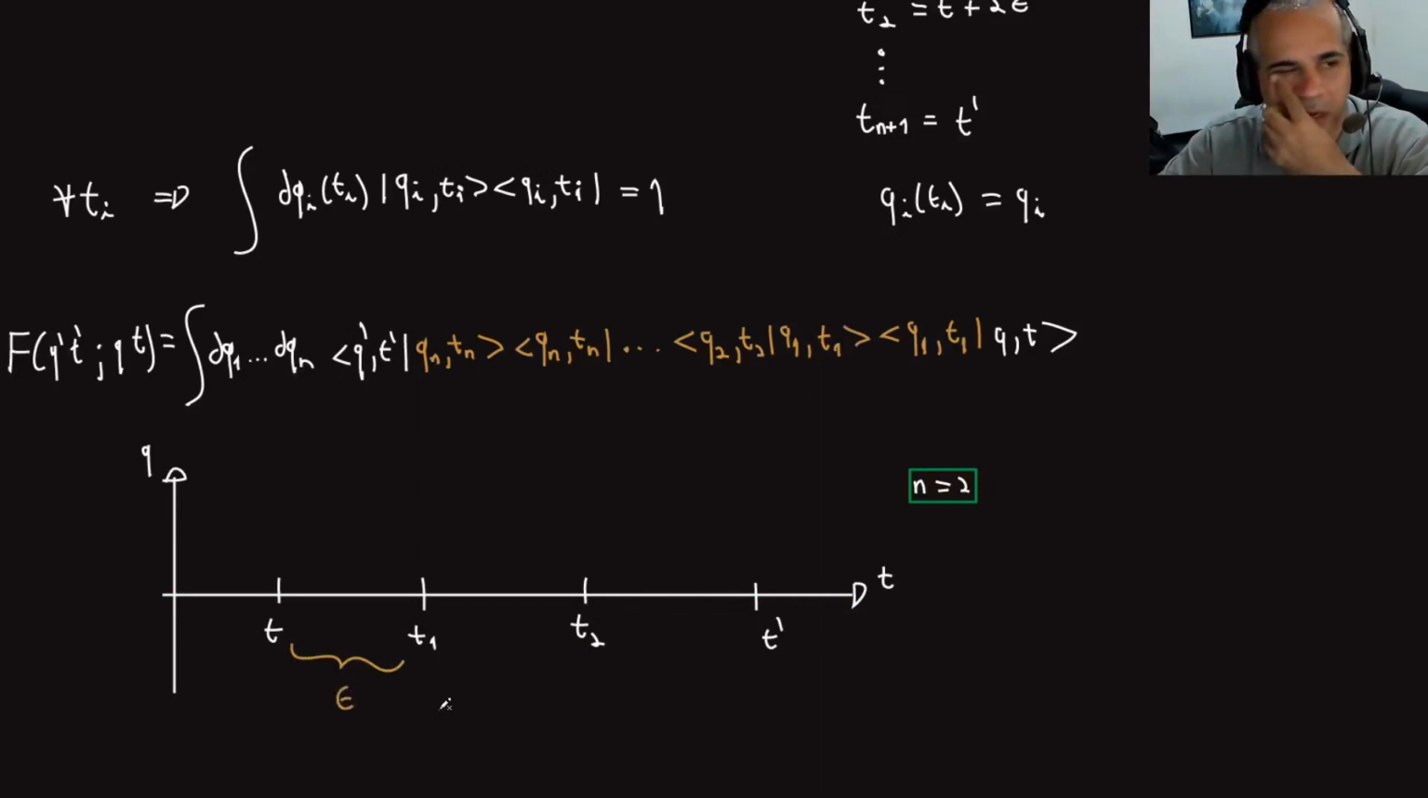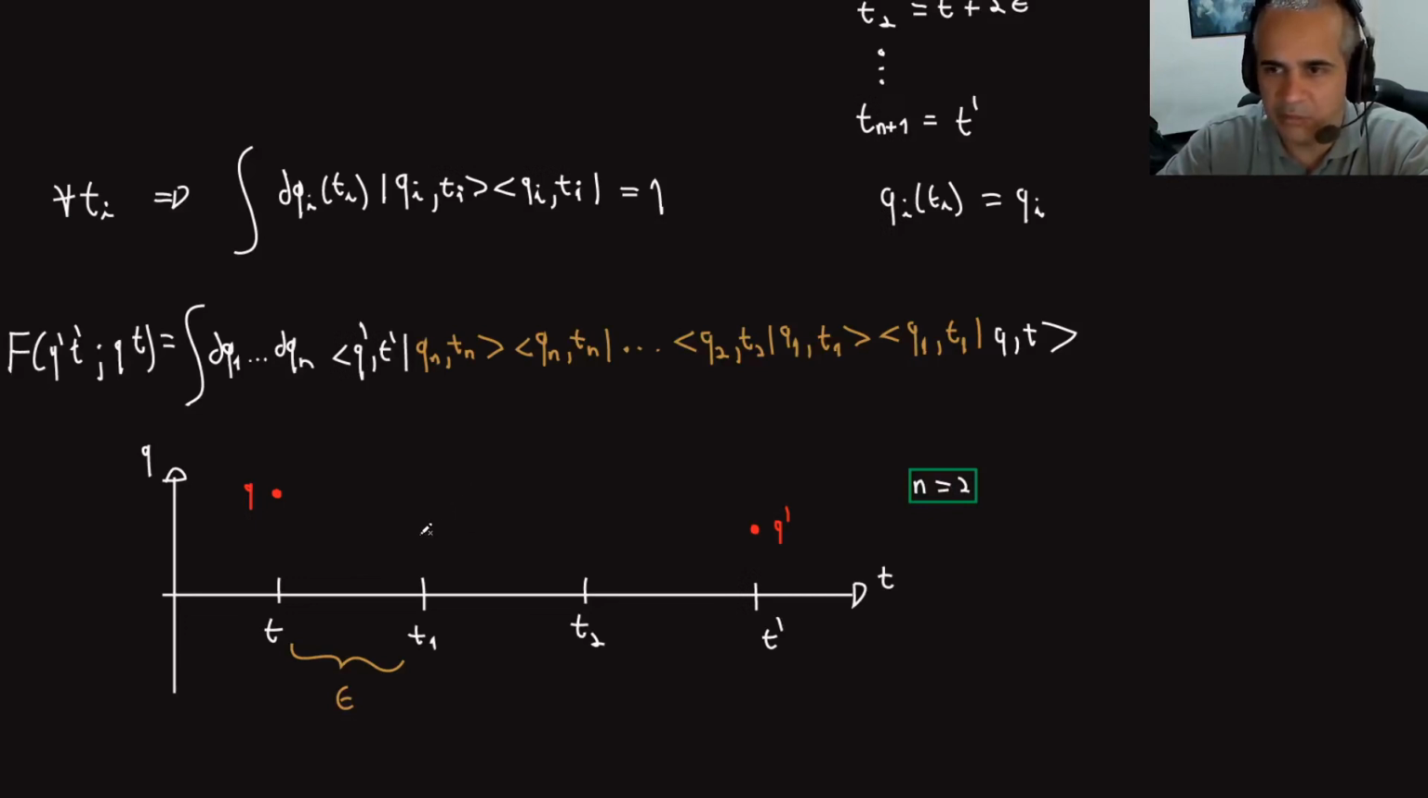And now, how would my transition look? This point is fixed, that's what I want to calculate. I want the particle to have started at position q at time t. This is also fixed, let's say q prime here at time t prime. But these two are being integrated.